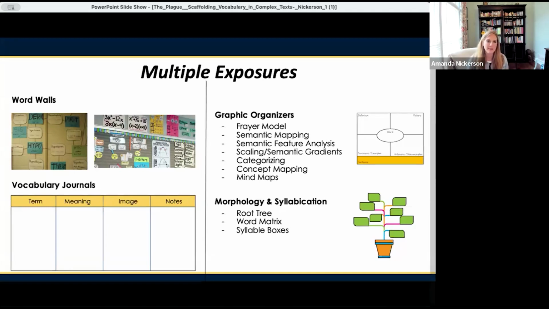And then because we are talking about those continued and really accelerating word level demands in complex text, we also want to think about morphology and syllabication and how we can continue to support that. So some of the things that you saw in this presentation were the root tree and the syllable boxes, but word matrices are another viable option that you may want to take a look at if you haven't been already incorporating that into your instruction.